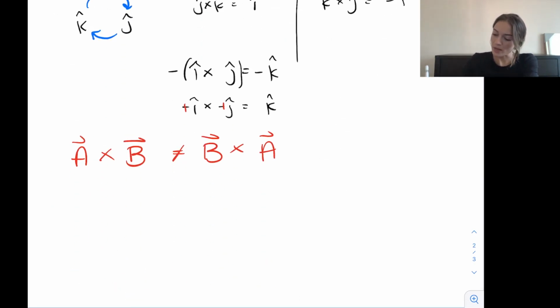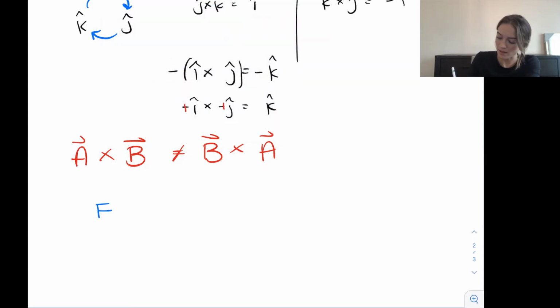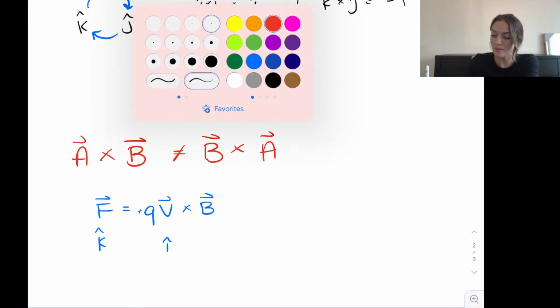So there, you have to be careful. Let's say we have F equals QV cross B. And let's say the problem says the velocity, it's a proton, so this is positive. The velocity is in the i hat direction, let's say. So if the velocity is in the i hat direction and the force is in the k hat direction, what direction is the magnetic field in?